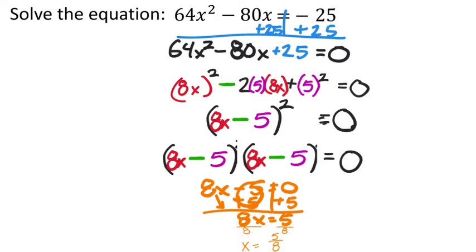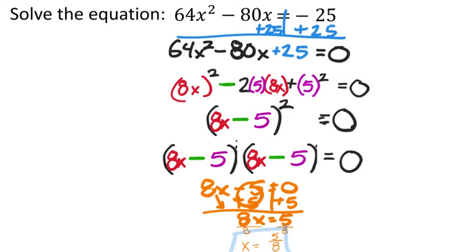So let's check. 64 times 5/8, that's going to be squared, and then minus 80 times 5/8, and then plus 25. I push enter, and when I push enter, I'm expecting to see 0, right? It does. It equals 0. So that means that we did that correct.